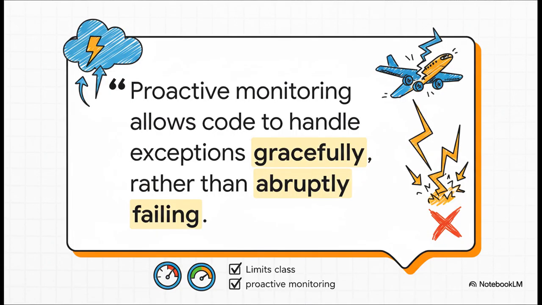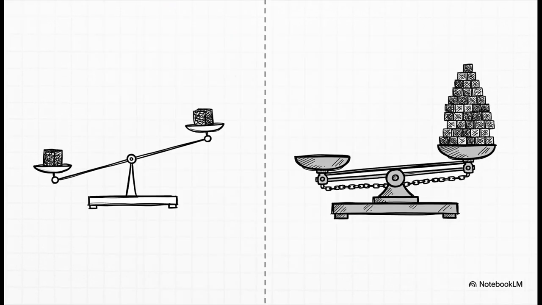And that's really the core idea here. It's all about making a choice, the choice to handle things gracefully, instead of just letting them fail abruptly. When you monitor your limits, you're building systems that can handle stress and unpredictable loads without just falling over. You're building for the real world. And that, at the end of the day, is the real takeaway.